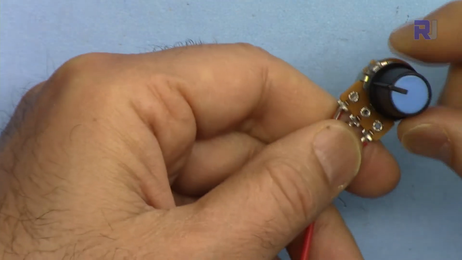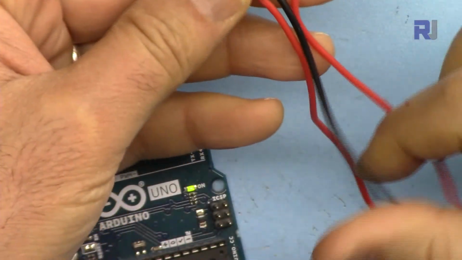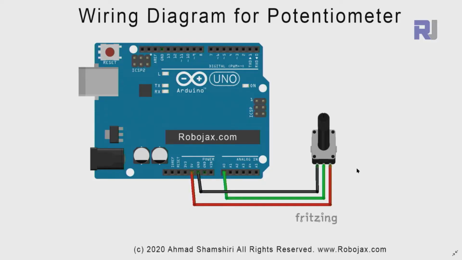Now we are going to learn how we can use this potentiometer or variable resistor and then read the voltage from the middle pin of this. Here is the wiring diagram for the potentiometer. The left pin of the potentiometer is connected to the ground. The middle pin is connected to analog 0. The right pin is connected to 5 volts.